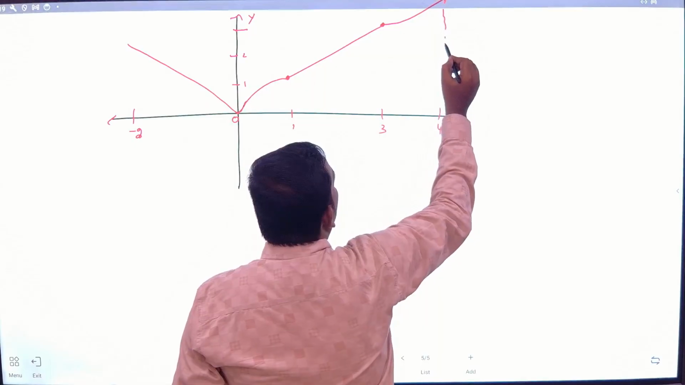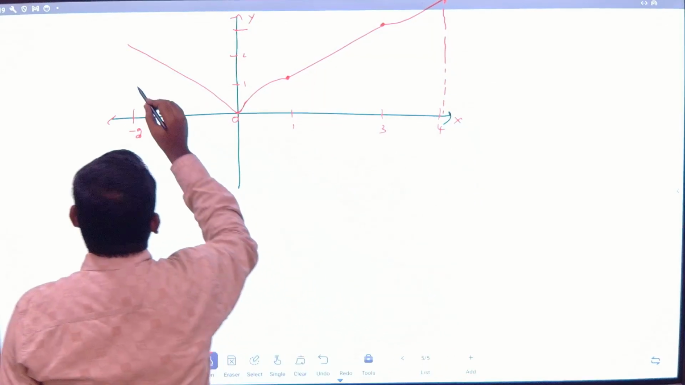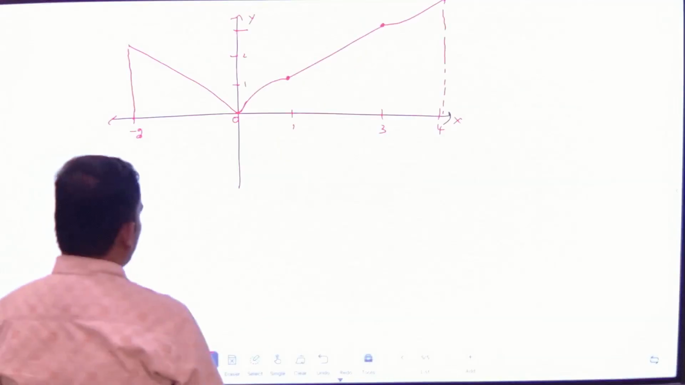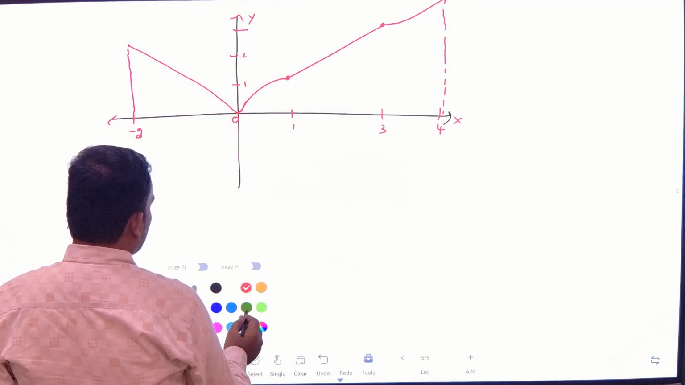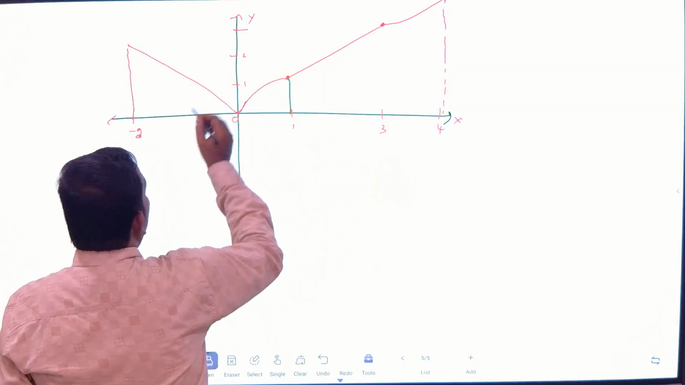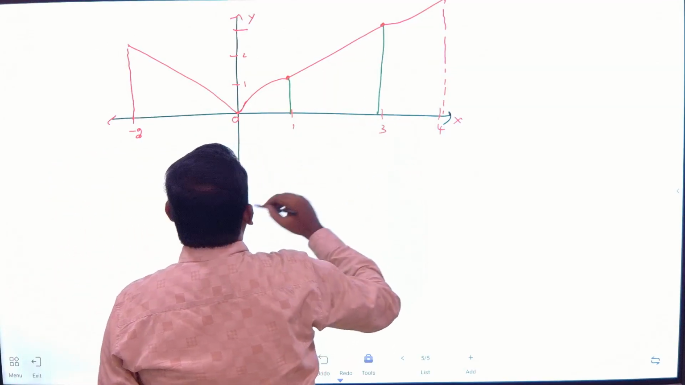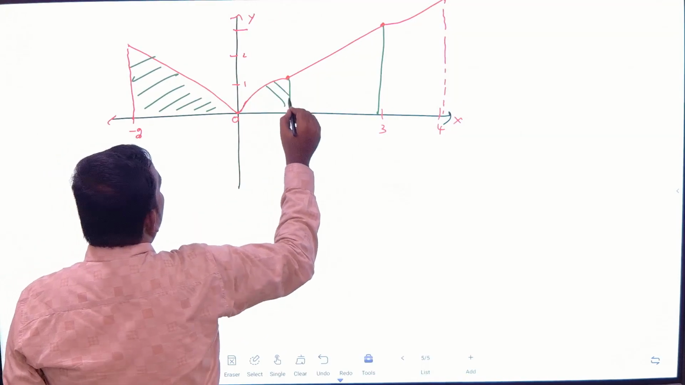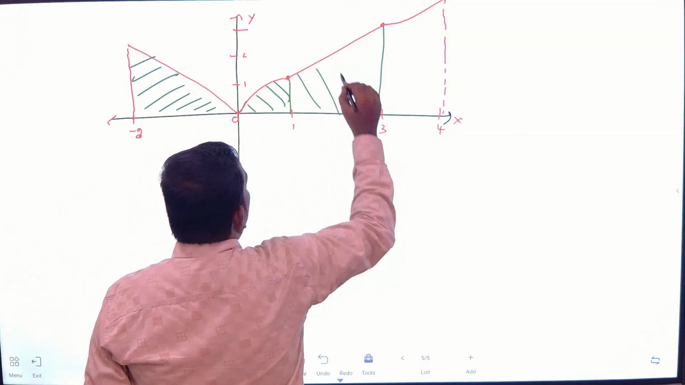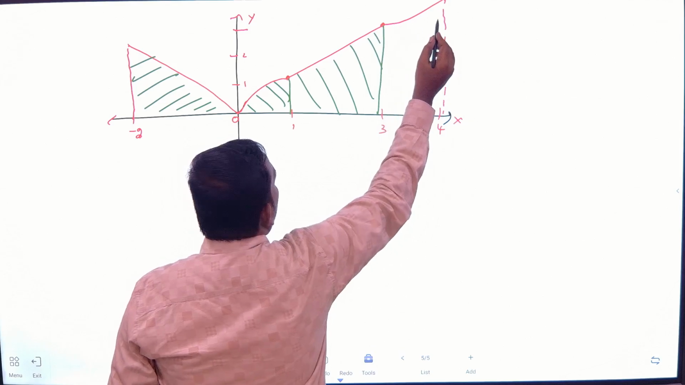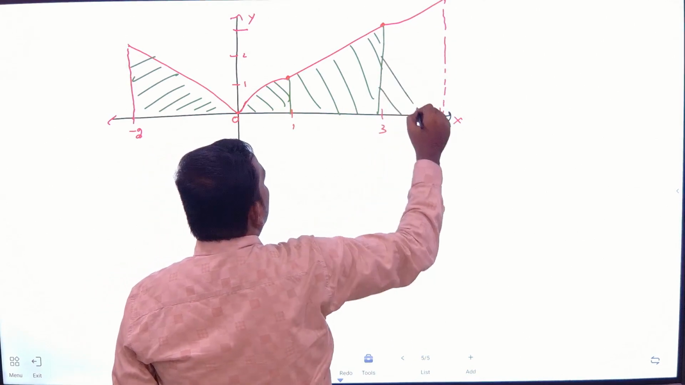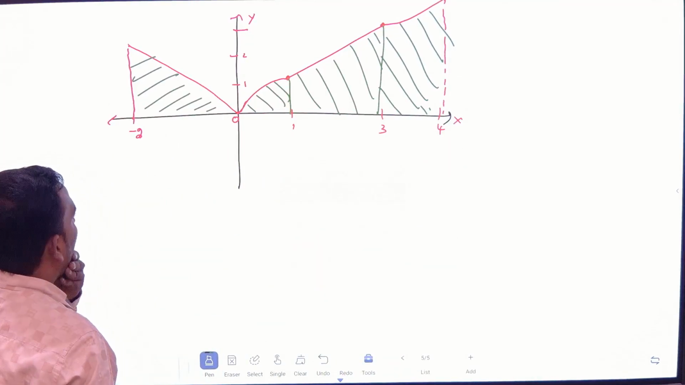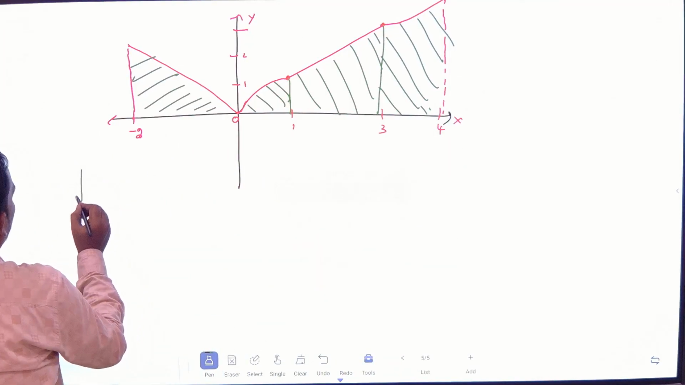Now, you have to integrate up to 4, right? So from minus 2 to 4 you have to do it, right? So the area under the curve you have to find out. This area you have to find out, right? Area under the curve. Okay. Area under this curve. How to do it? Just you can integrate quickly.